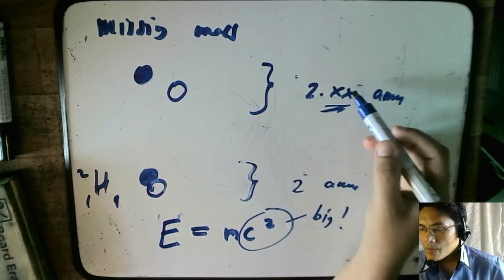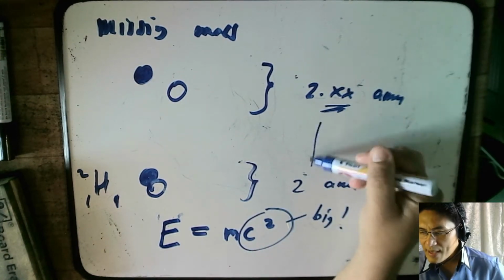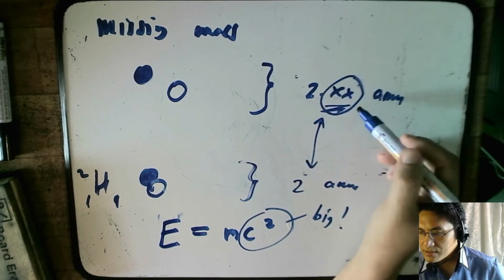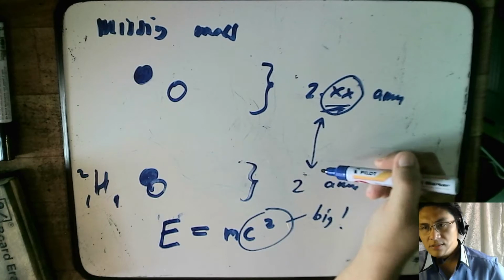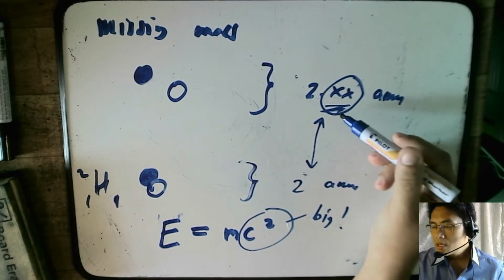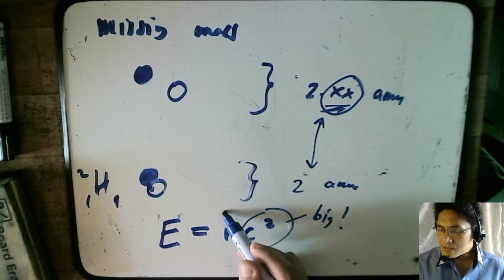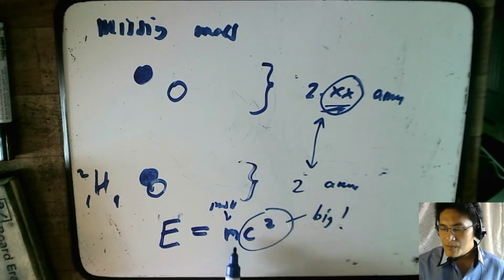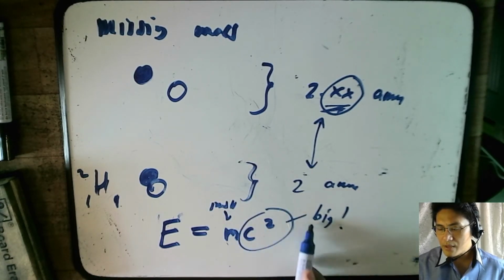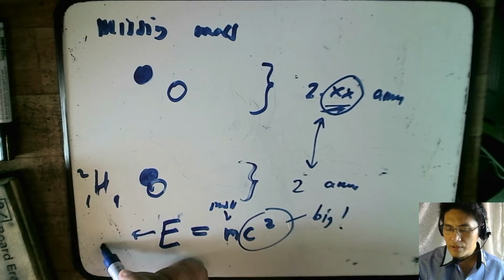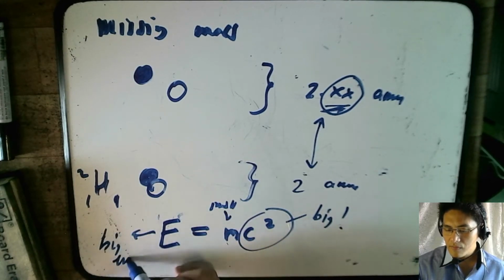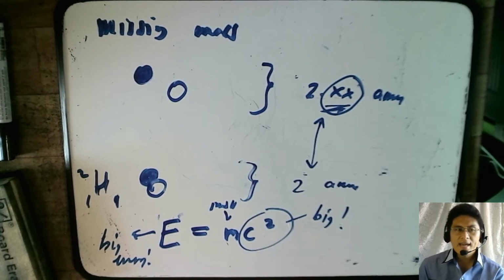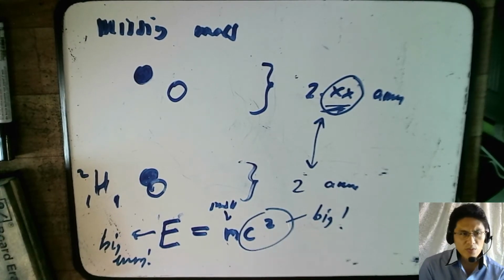So therefore, here you have a mass difference. That mass difference is small, yes. But even if this is small, because you're multiplying it with something big, you will still get a big amount of energy. And scientists were perplexed about this one.